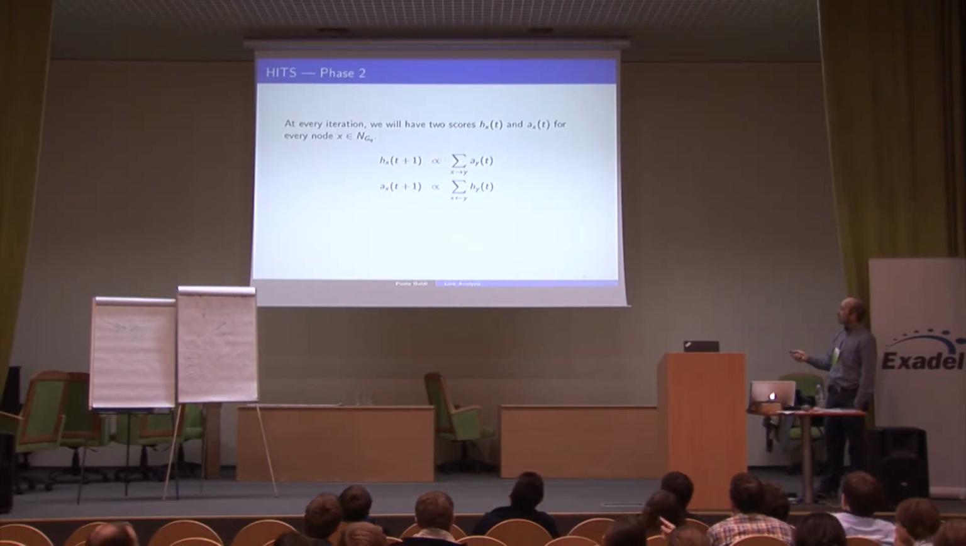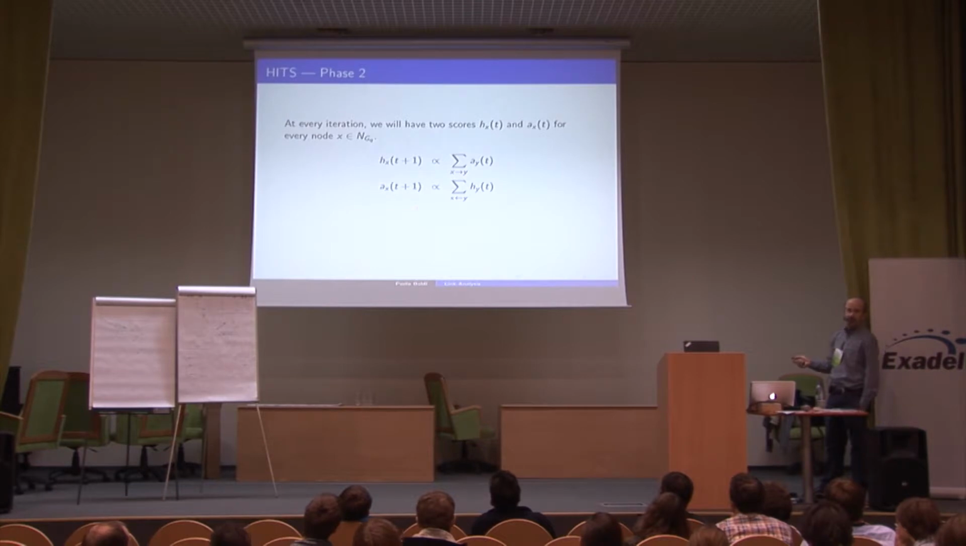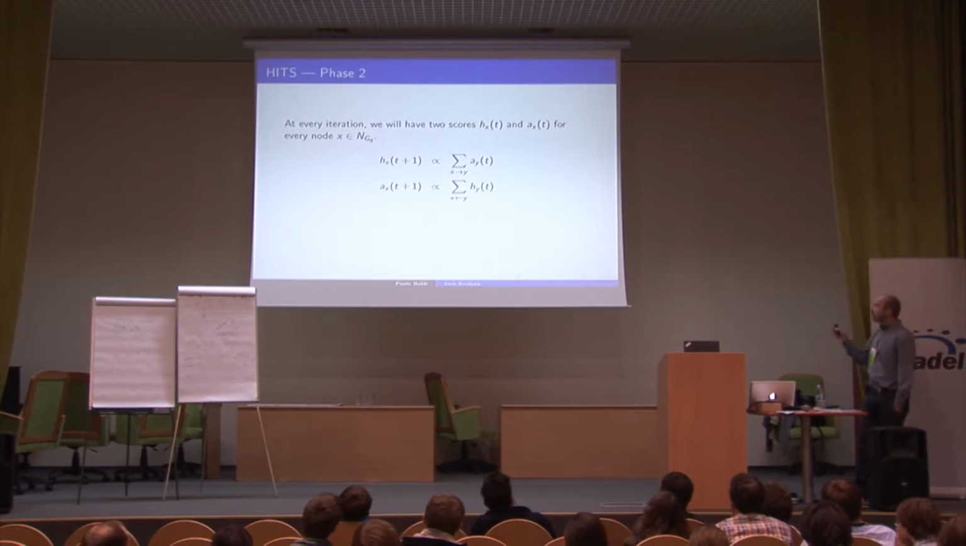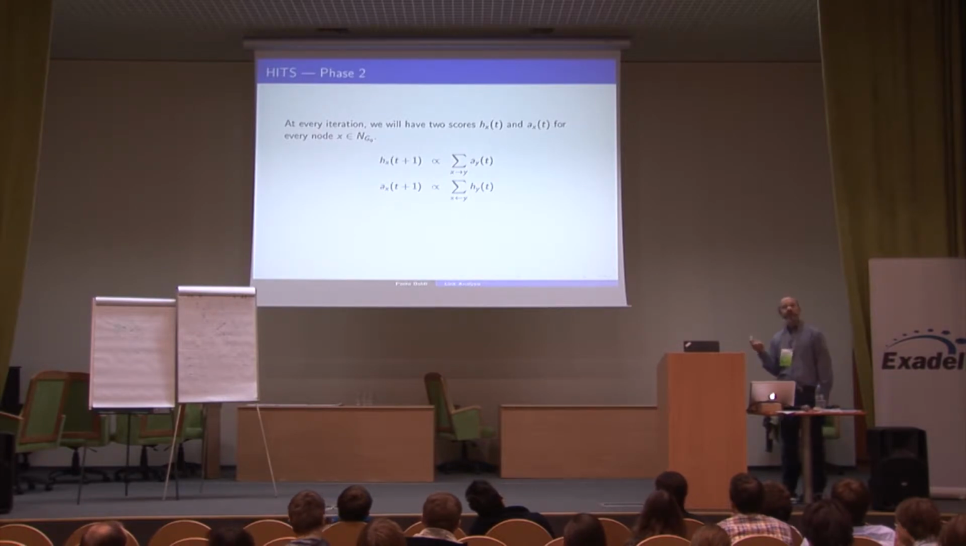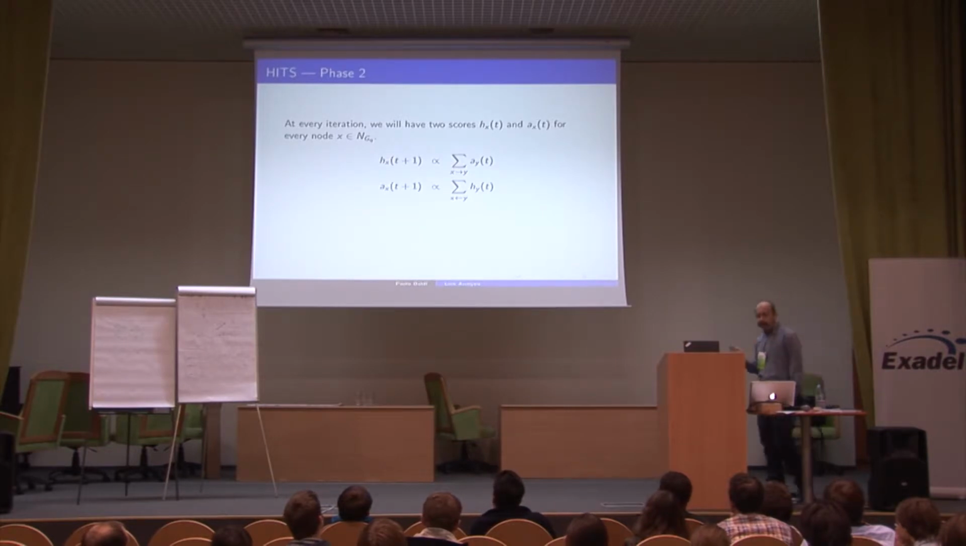And actually, as you see here, I didn't write equal, but I wrote proportional to, because you have to renormalize those scores. So at every step, you renormalize the scores so that they sum up to 1. And well, this process converges, and you get a result. And actually, what you're interested in is only the authoritativeness score. But the other one is necessary to compute this, because they are mutually reinforcing scores. So this is how HITS works.